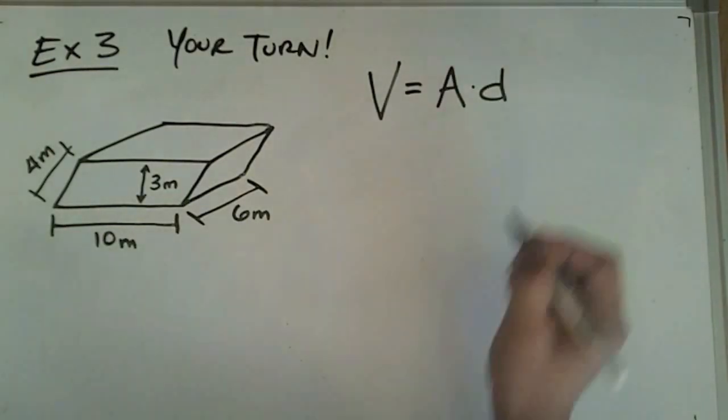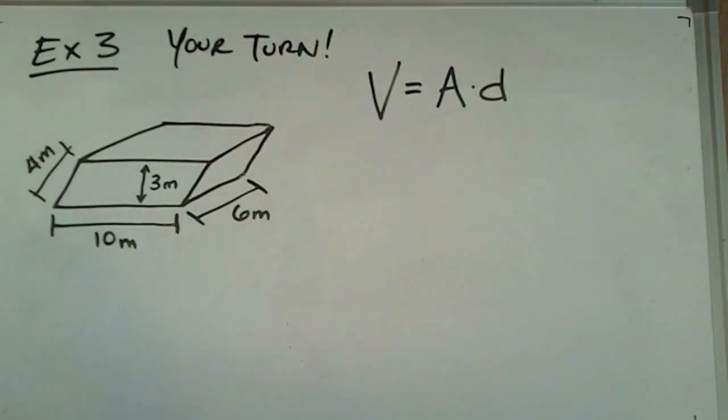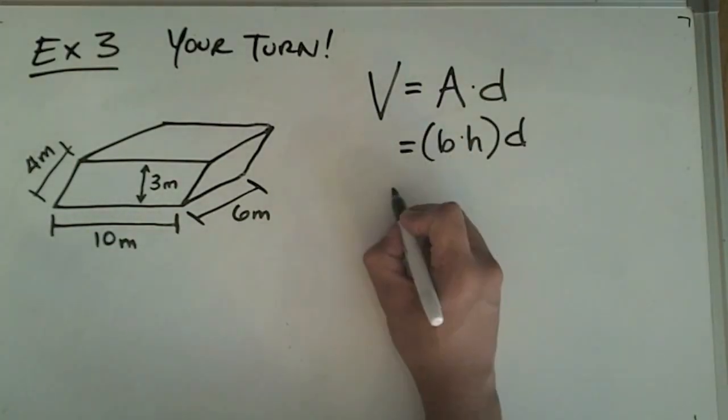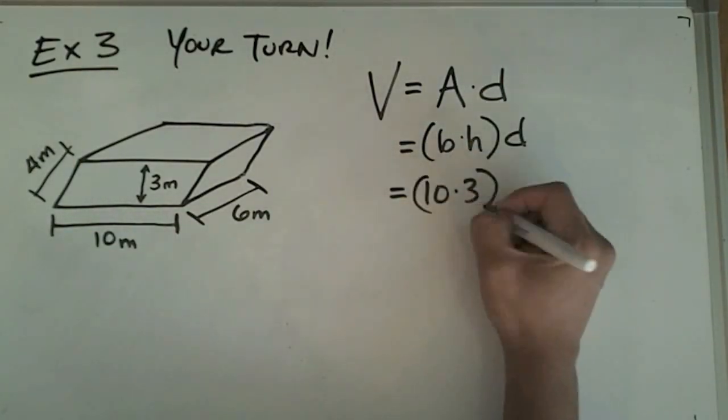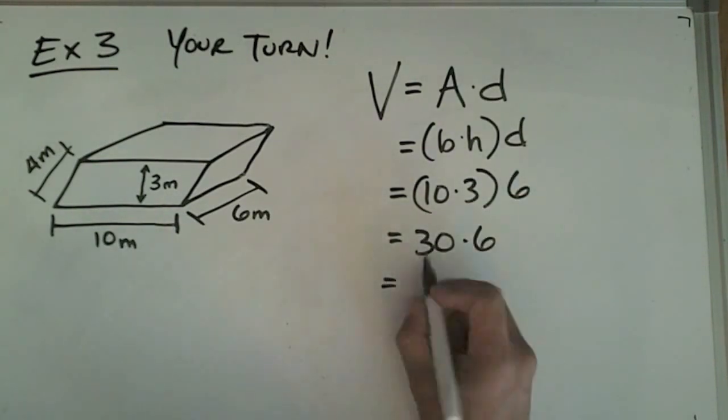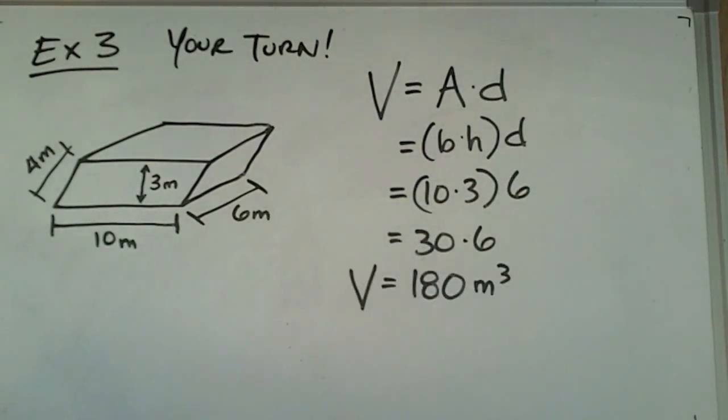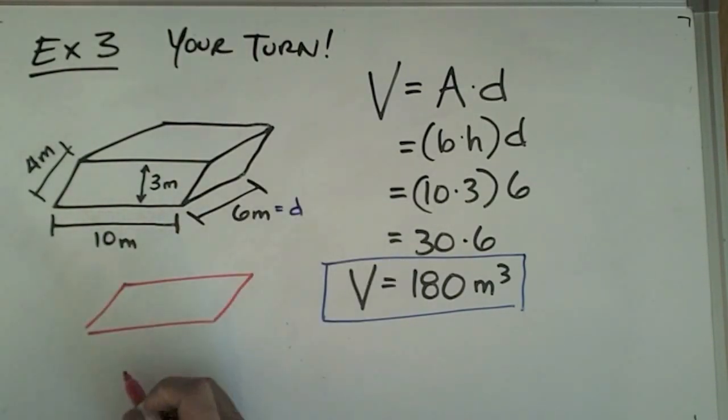How'd you do? Need a clue? You could always use V equals A times D to start you off. So for a parallelogram, the area is going to be base times height, and then once you have that, you could just plug your values in, box your answer, and don't forget your units.